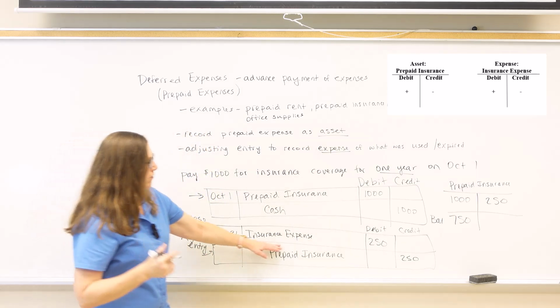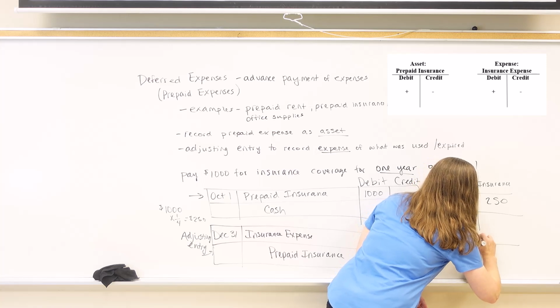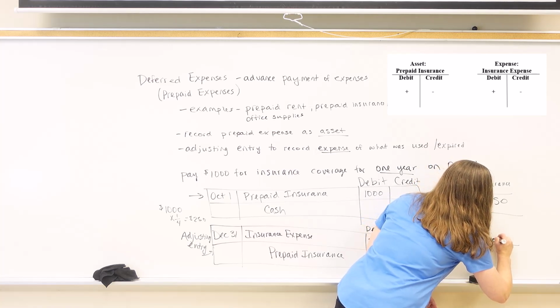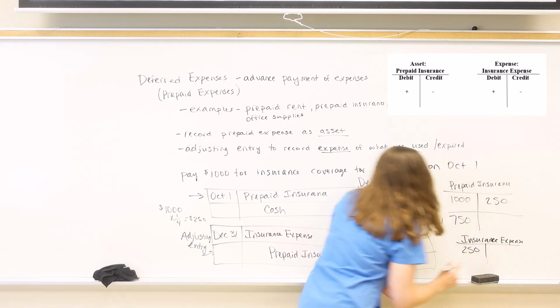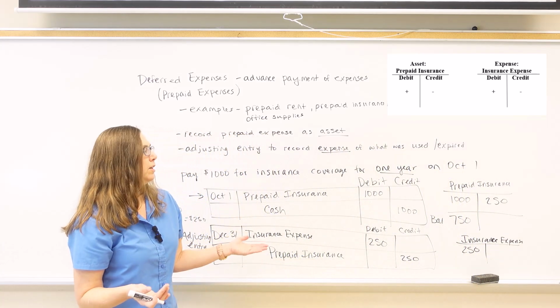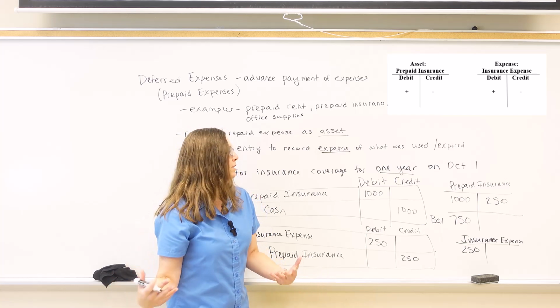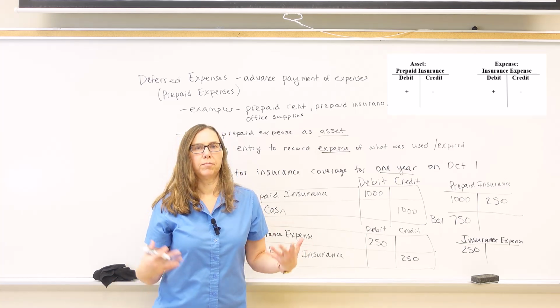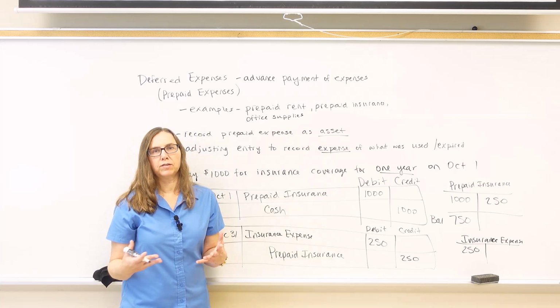And then you would have insurance expense. Insurance expense would have $250 in it, and that would represent the October through December period that was used up and would be considered an expense. So that's basically how it would work.